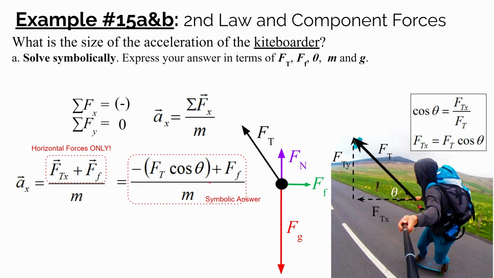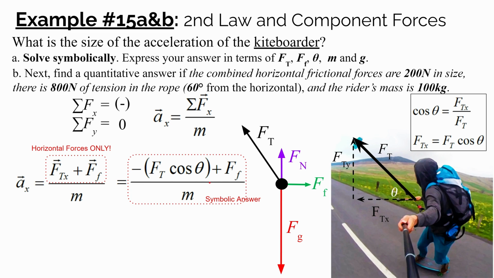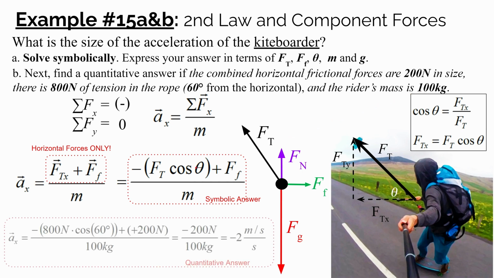It's a symbolic answer. Now, if we wanted to find a quantitative answer, you'd have to know the size of tension, let's say, is 800 newtons. The size of the frictional force would be 200 newtons in size. We could give an angle of 60 degrees from the horizontal, and we'd have to know what the mass was. Well, if we had these values, we could use our symbolic answer to actually get a quantitative answer.